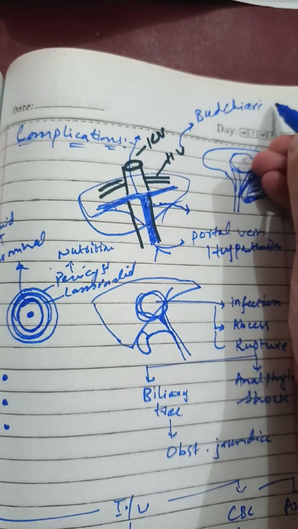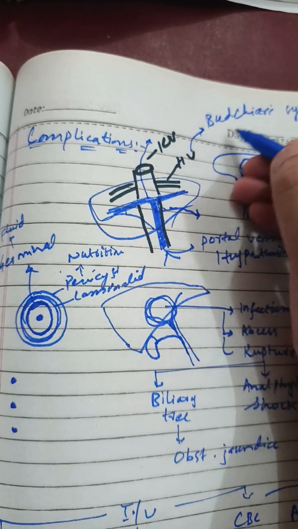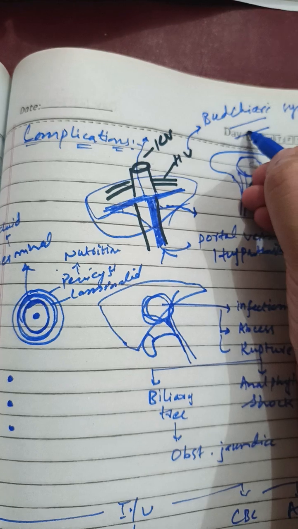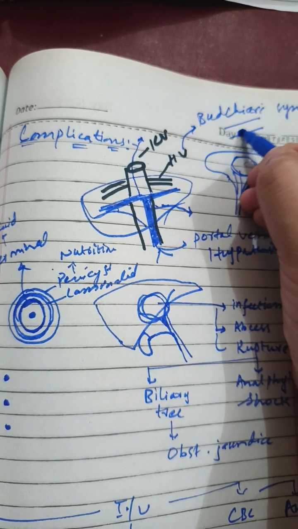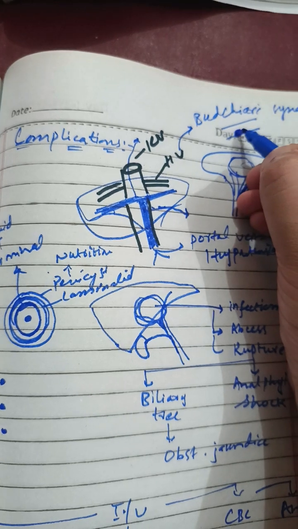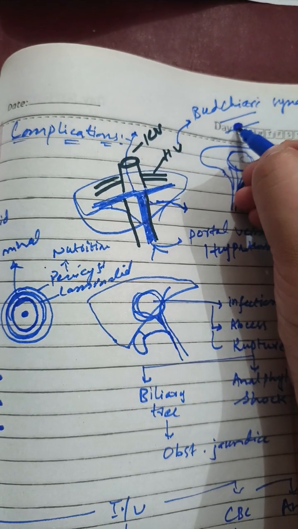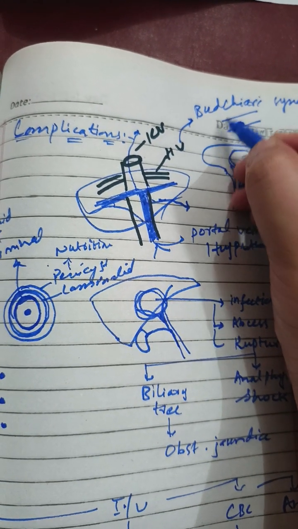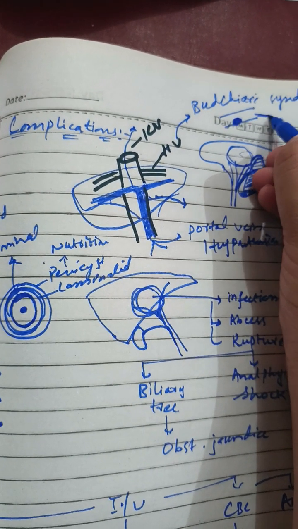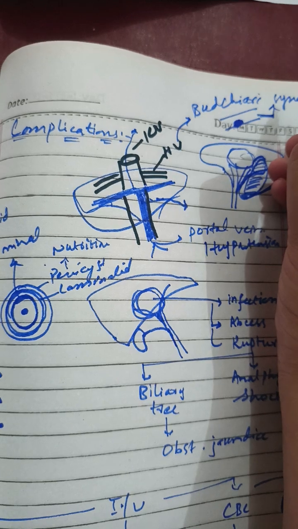Now, what is Budd-Chiari syndrome? If the endothelium of the hepatic vein is compressed by the cyst, the endothelium will be injured and there will be activation of the clotting system, and a platelet-rich clot will form in the hepatic vein. This thrombosis in the hepatic vein is called Budd-Chiari syndrome.